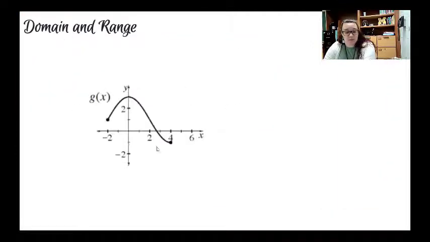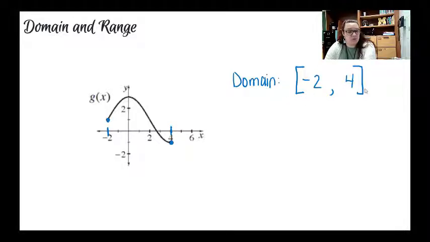Let's see what this one looks like. So let's talk domain and range on this guy. Domain is everything we put into the function. So that's the x's. So notice the x's go from -2 up to 4, and it includes -2 because there's a dot there, and it includes 4 because there's a dot there. And how I'm going to show this is I'm going to show this as a set of numbers from -2 to 4, just like that. This says all the numbers between -2 and 4. Notice I use brackets because these points were included in that.